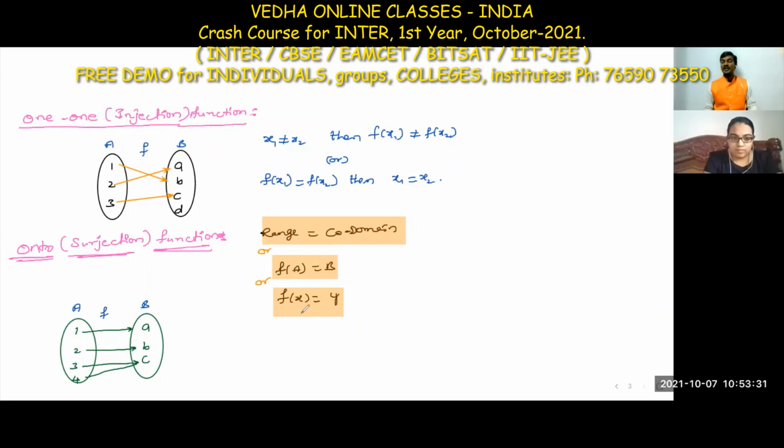Function from A to B. Here, in the B set, no element is left. Every element is mapped here. That is nothing but an onto function, or surjection. Understood? Yes, sir.